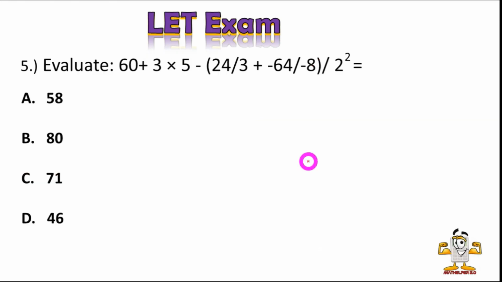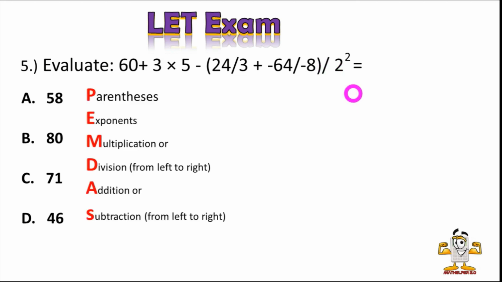Number 5. Evaluate 60 plus 3 times 5 minus the quantity 24 divided by 3 plus negative 64 divided by negative 8 divided by 2 squared. So, the first thing to do is follow po tayo ng PEMDAS rule. So, parentheses, exponent, multiplication, and division from left to right, addition or subtraction from left to right.